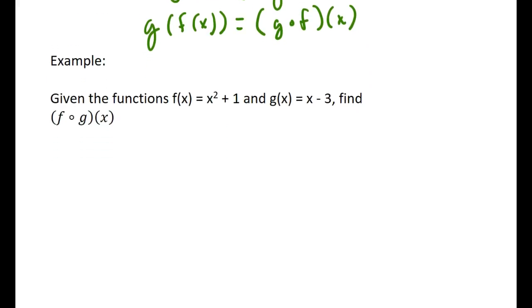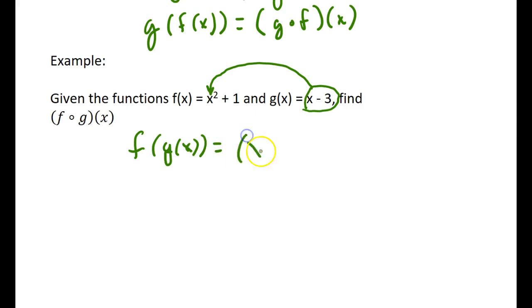So here's an example. Given the functions f of x equals x squared plus 1 and g of x equals x minus 3, find f of g of x. Okay, so what we're saying is we're going to take the entire function g and put it into the function f everywhere we see x. So f of g of x is going to be x minus 3, and see the x is being squared, so I'm going to square the x minus 3 and then add 1.